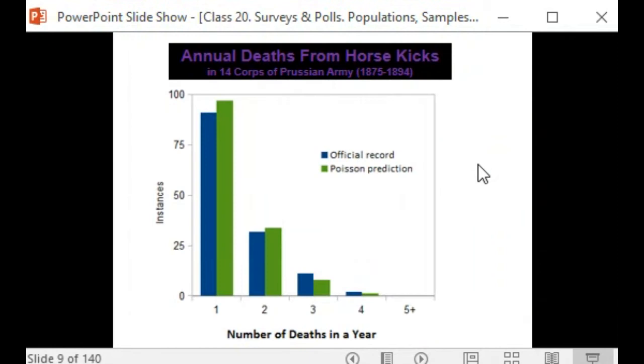I told you about a famous example where a mathematician predicted the number of deaths from horse kicks in the Prussian army, even though there was complete uncertainty about which particular soldiers would be killed by a horse. There was almost perfect certainty that the overall pattern of deaths in the army would follow the Poisson distribution.